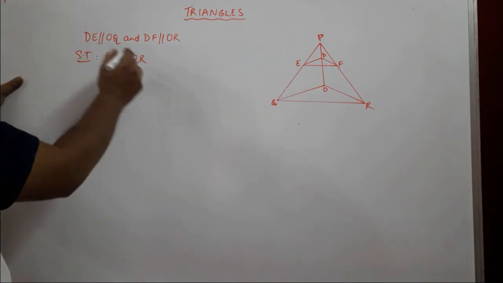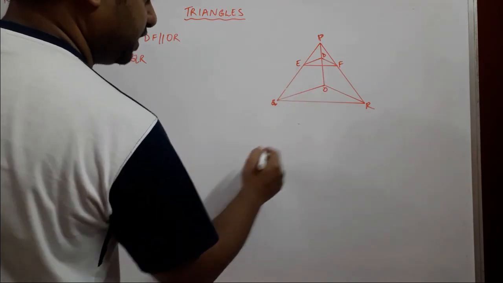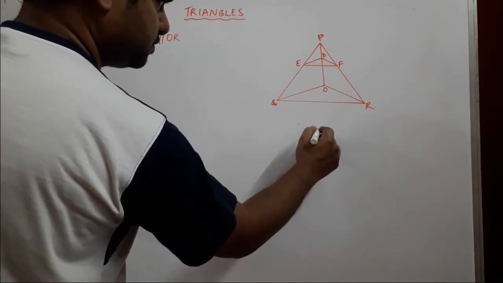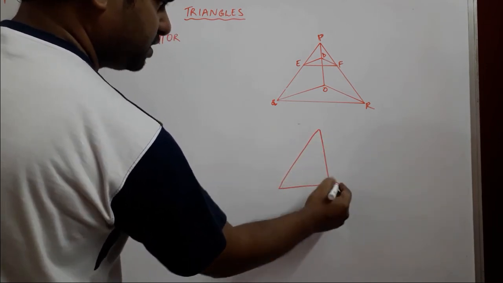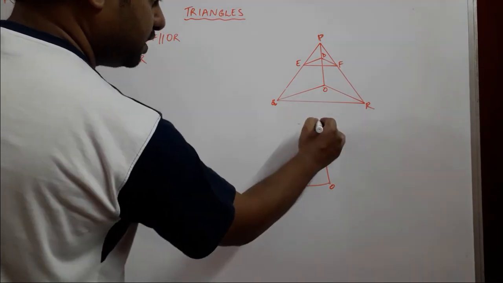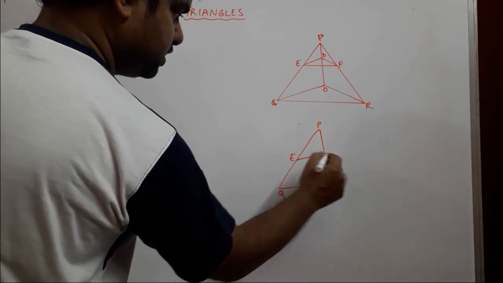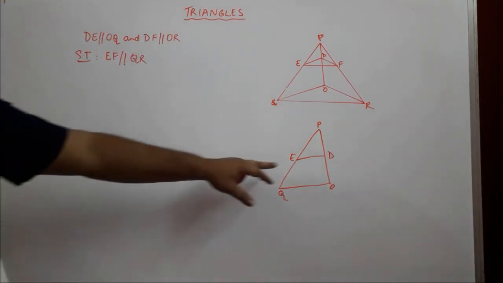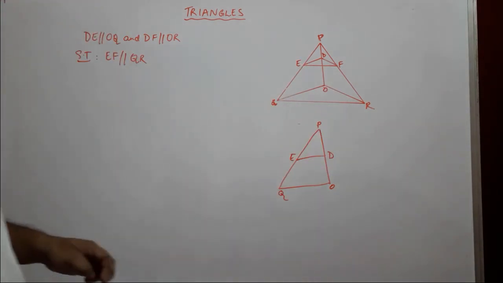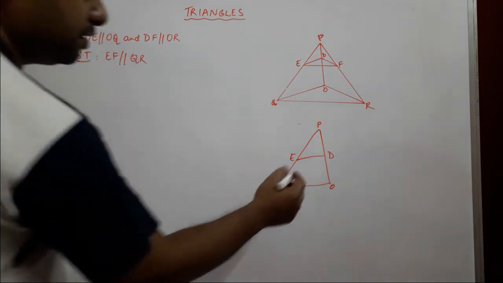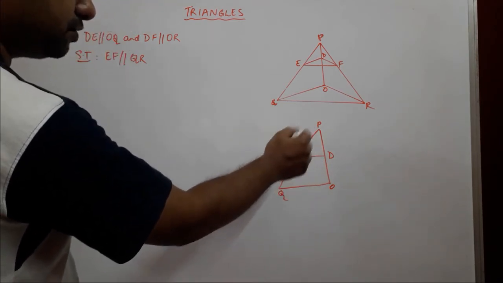So we'll start with DE parallel to OQ. So we'll take POQ as our triangle. So I'll just draw the triangle first. And we have O, Q and P, and then we need to draw DE as parallel. So that is E and D over here. Now that we have got this, I need not worry about this EF and the rest of the triangle. We'll just focus on this triangle and we'll apply the basic proportionality theorem to this particular triangle.